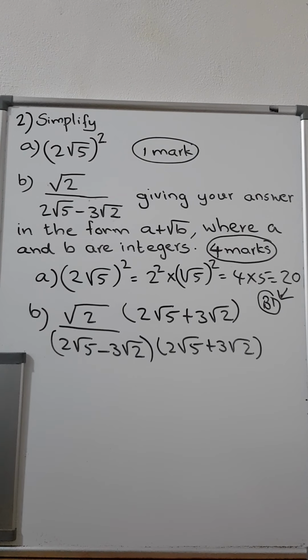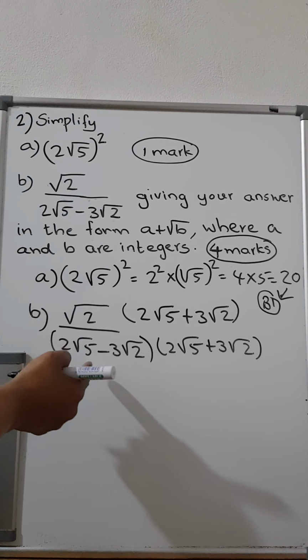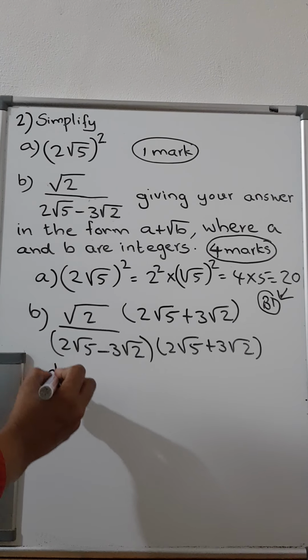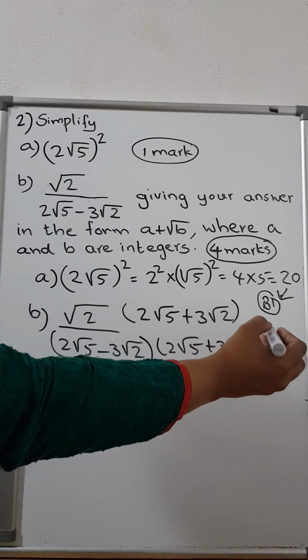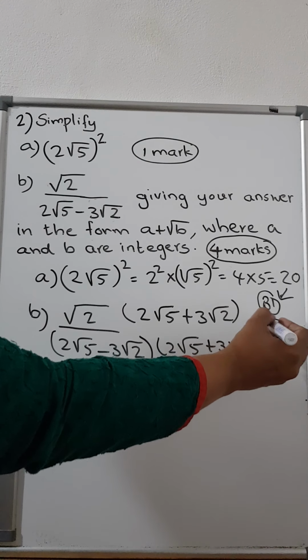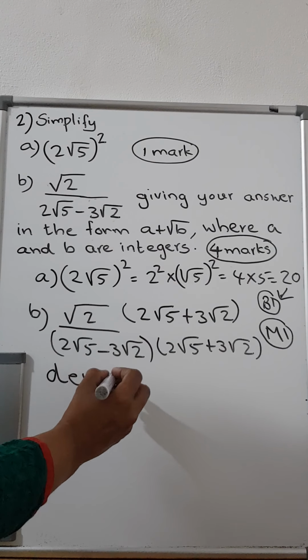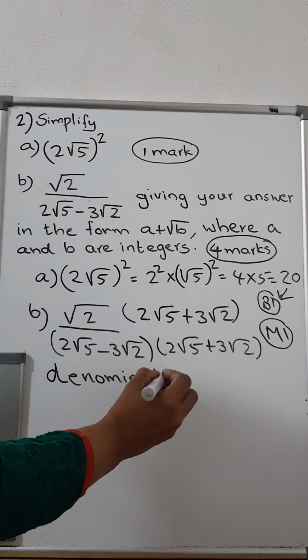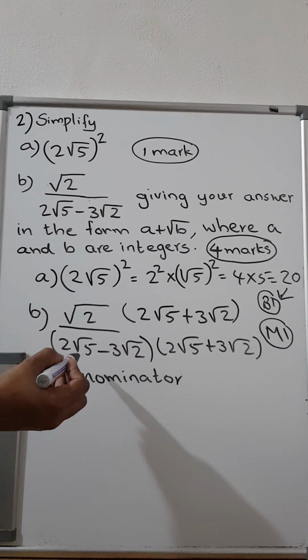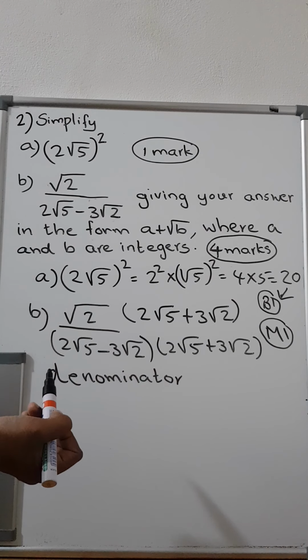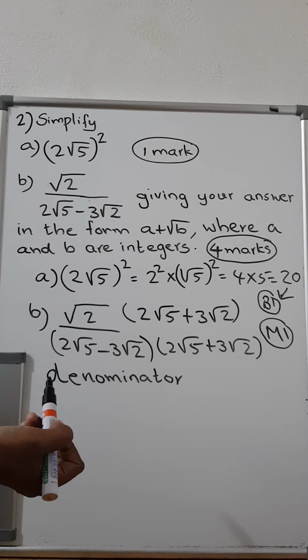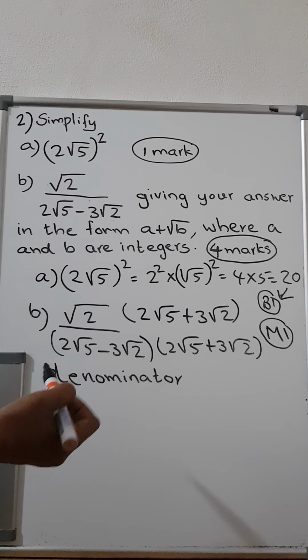Now let's first simplify the denominator. For this one, you see we are getting 1 mark, 1 method mark. Now let's see the denominator. This is in the form a minus b times a plus b. Difference of 2 squares we can apply here.